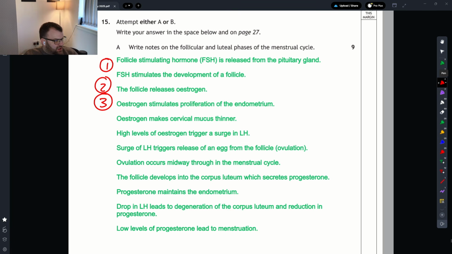We've got the outcome, do we? Affects the consistency. That's what I've said. Just the specific effect. High levels. Surge of LH, yes. Surge of LH triggering release of the egg. Ovulation. Ovulation is caused by the LH surge.